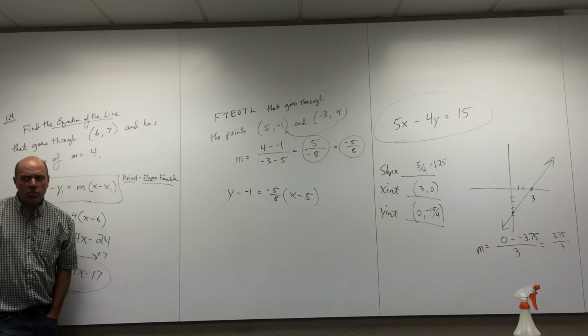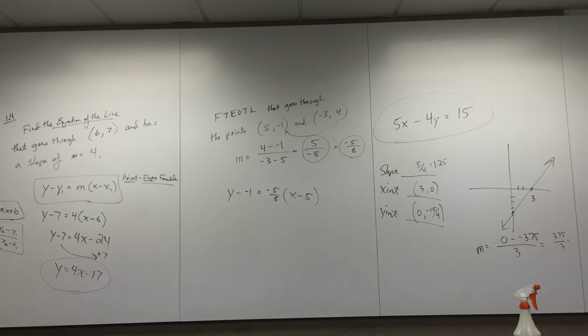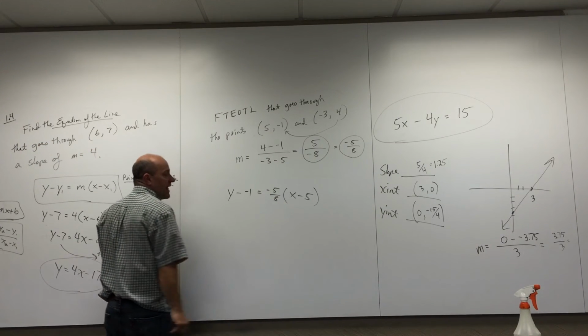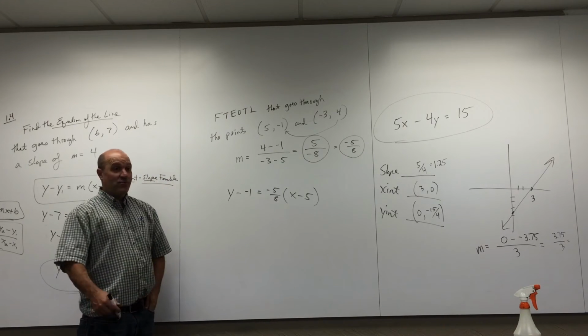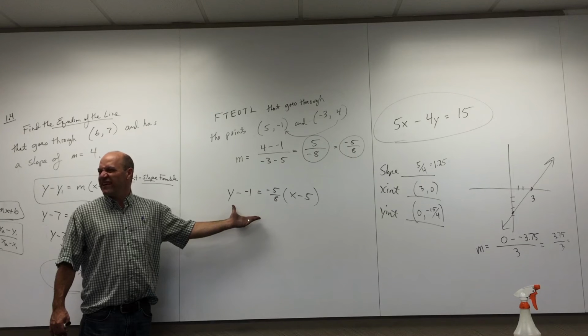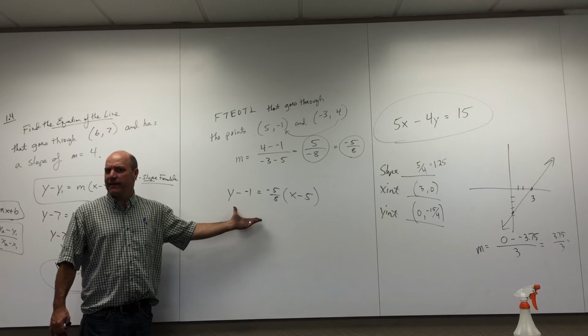This is good stuff. This is 1.4. Please practice this and get good at this. This is all over the first test. Find the equation of a line. By the way, we got the equation of the line. This is it. But nobody likes to leave it like this, so we like it cleaned up.